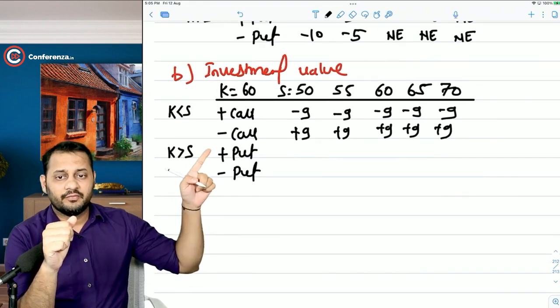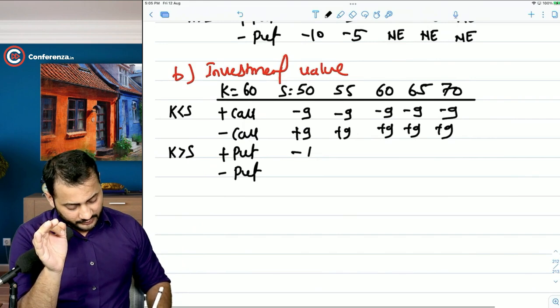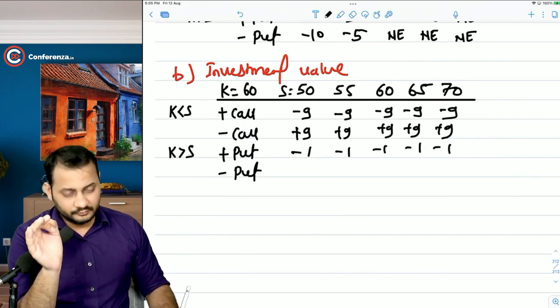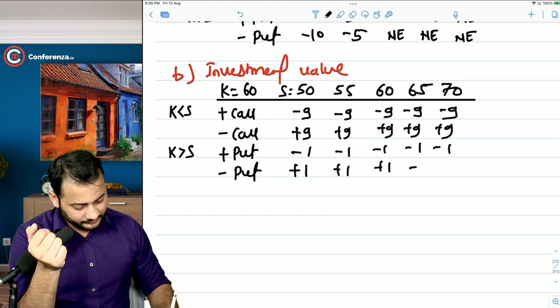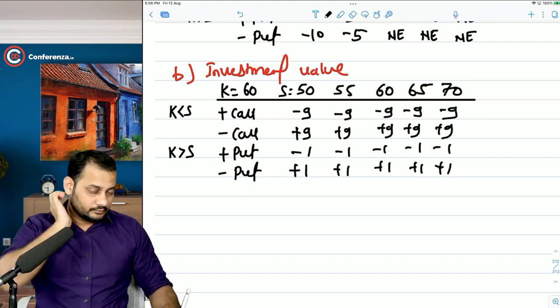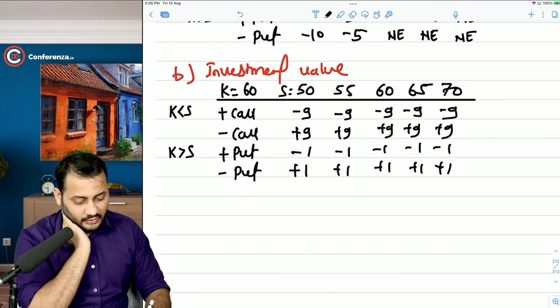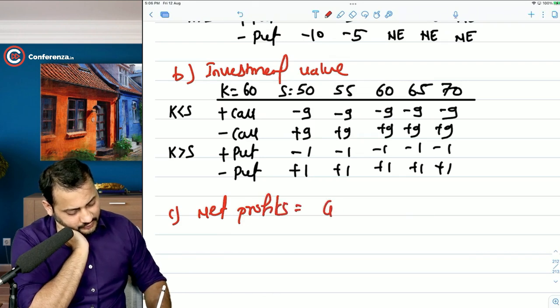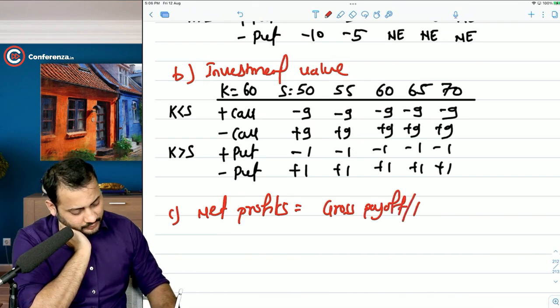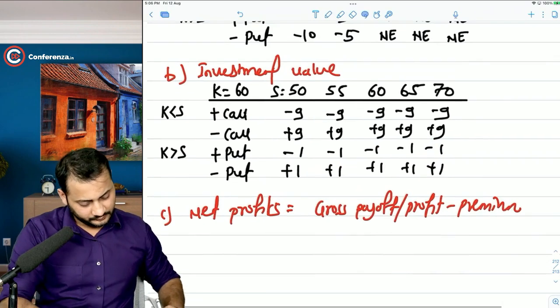Okay. If you are the buyer of the put option, this is your investment, and this will be received by the writer of the option. Now the third part, net profit. How do you calculate the net profit? It is nothing but gross payoff or gross profit minus premium. Now understand.